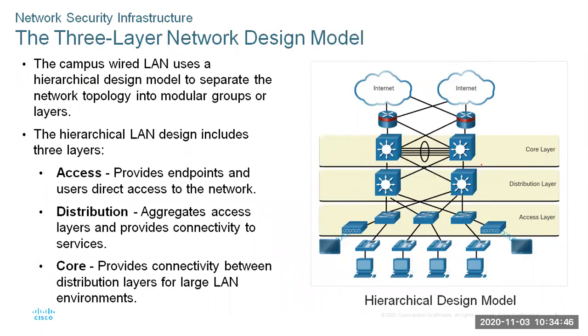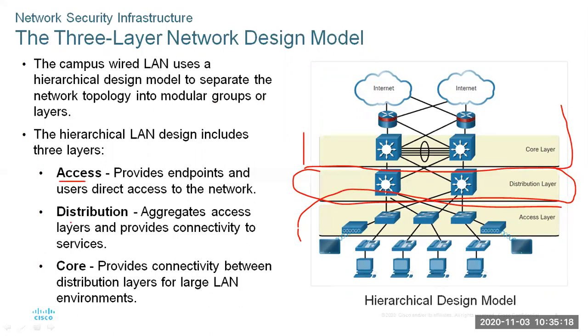Now, a campus wired local area network uses a hierarchical design. A hierarchical design is a design that is layered. You see, this is one layer, this is another layer, this is another layer. So what it does is that it groups these devices into layers. This grouping has to do with the access layer, distribution, and core. Now, what is the difference between the three?